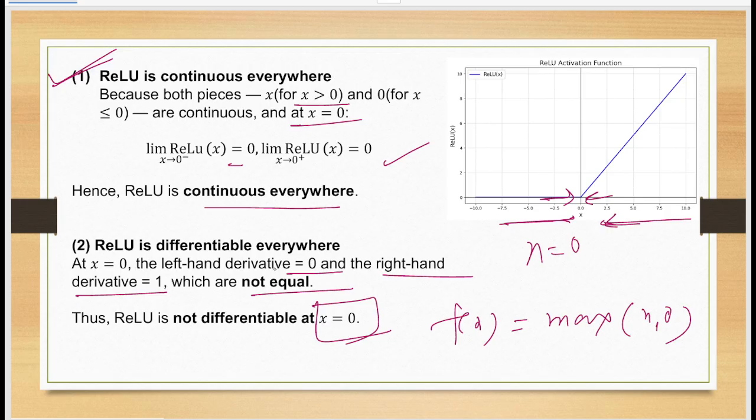So it is not differentiable everywhere, so this statement is false. Further, if you know the graph of it, here we have a sharp point. That means at this point it is not differentiable. So the statement that it is differentiable everywhere is false. At x equal to 0, it is not differentiable.